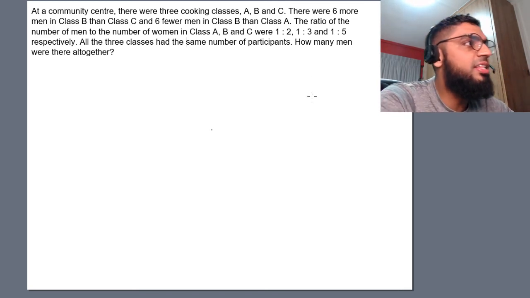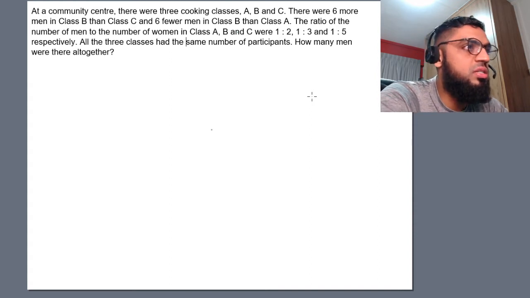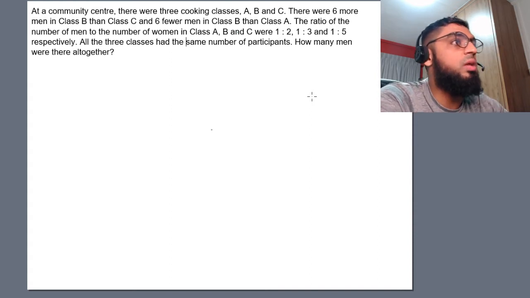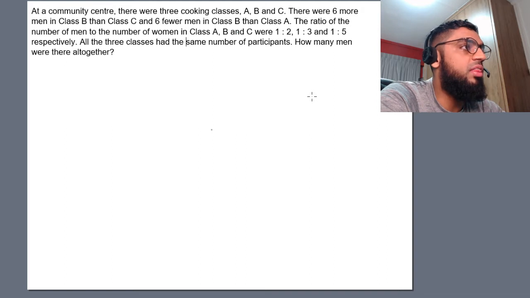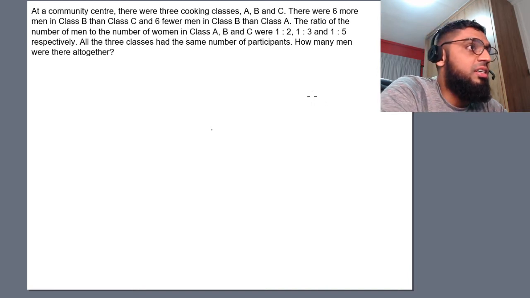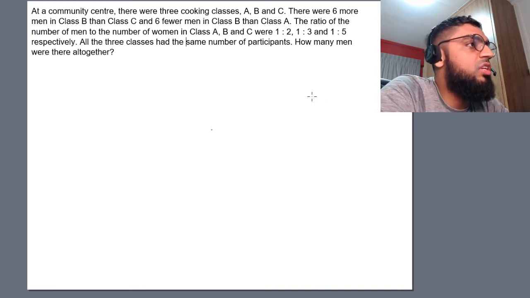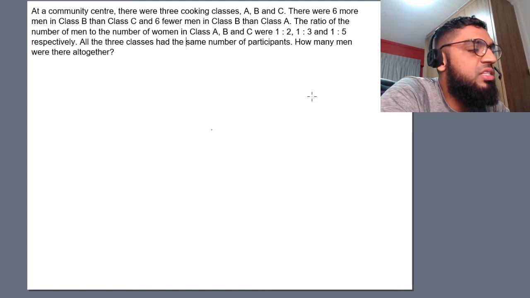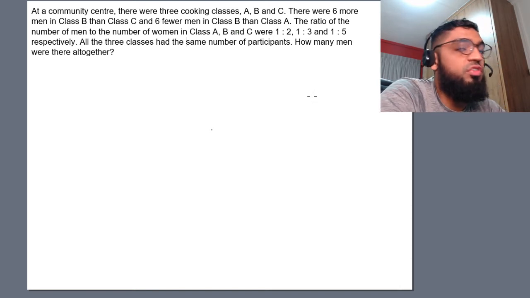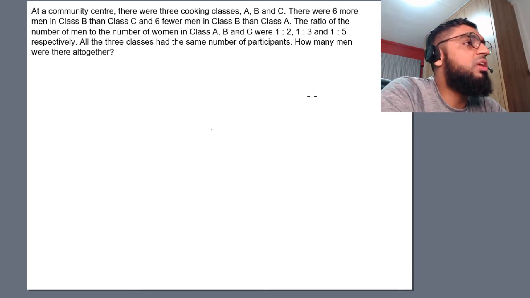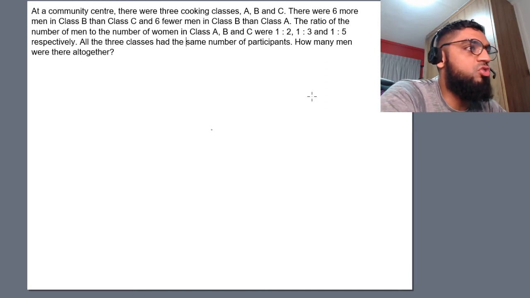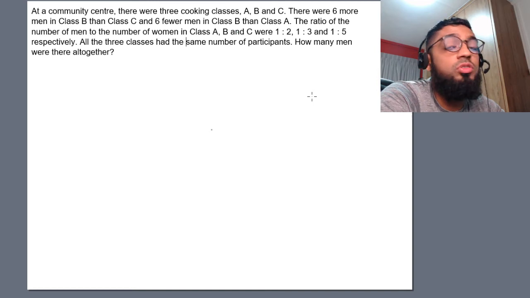At a community center, there were 3 cooking classes A, B, and C. There were 6 more men in class B than in class C, and 6 fewer men in class B than in class A. The ratio of the number of men to the number of women in class A, B, and C were 1:2, 1:3, and 1:5 respectively. All the 3 classes had the same number of participants. How many men were there altogether?